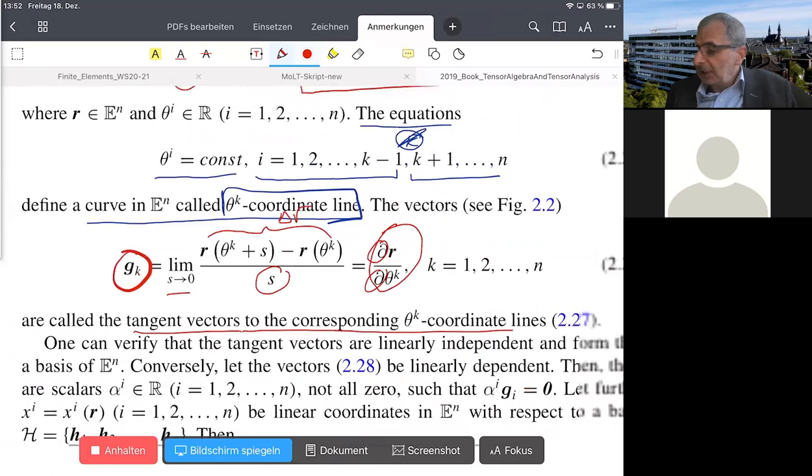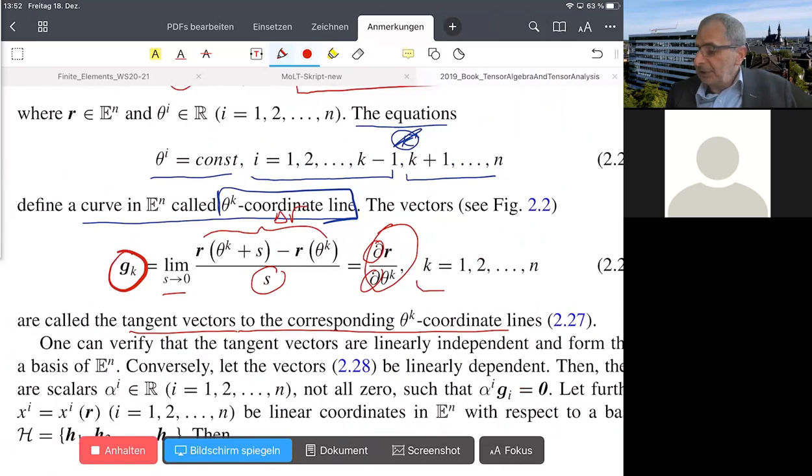And in this way I can go through all my coordinates and define n vectors tangent to all my n coordinate lines, right? This is very important that we have n vectors, and more important is that if these vectors are linearly independent, they form a basis in our Euclidean space, and this basis is very, very important.